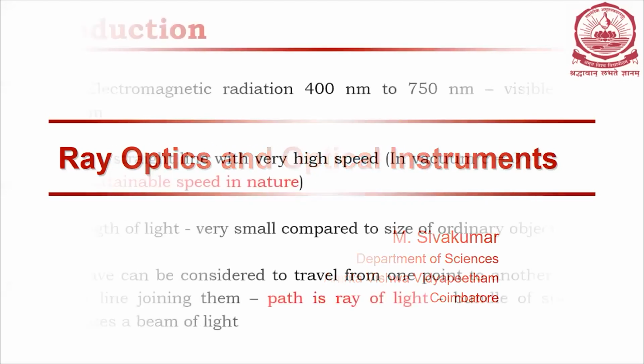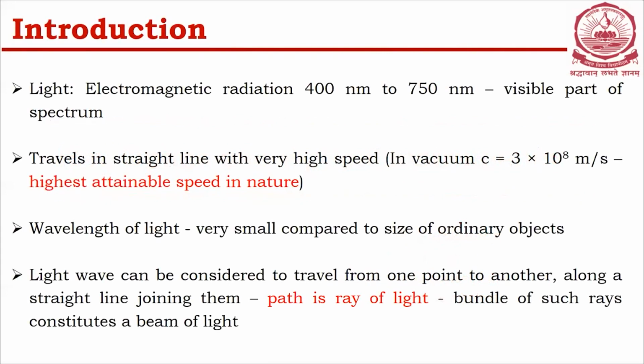First, to begin, let us understand what we mean by light. Light is an electromagnetic radiation, and in the visible region the wavelength is around 400 nanometer to 750 nanometer. For most of geometrical optics, we consider that light travels in a straight line with very high speed. For example, the speed is 3 into 10 raised to 8 meters per second. It is the highest attainable speed in nature, as you know very well.